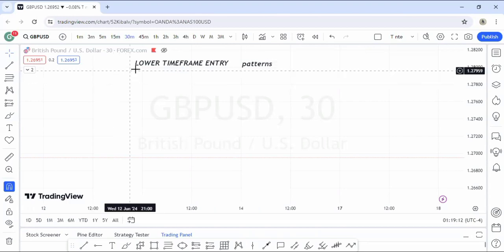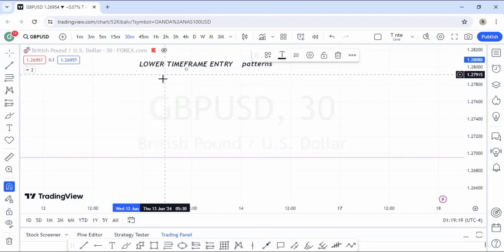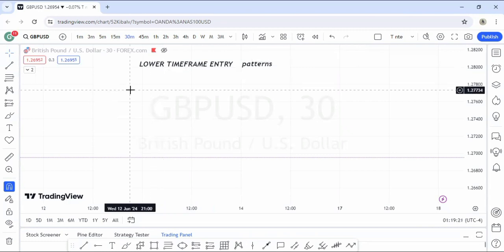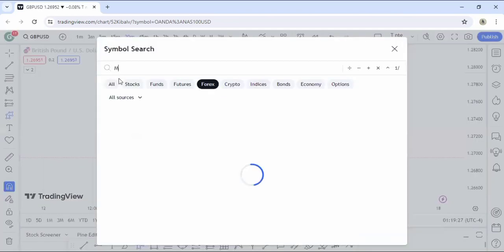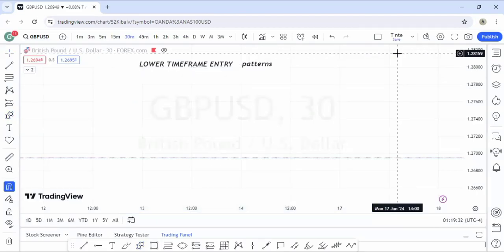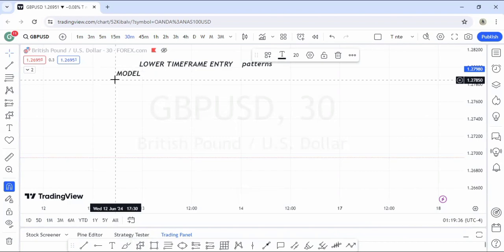Now, lower time frame entry is very direct, something that is not too difficult to look for. For instance, we have model A, which is the BOS without inducement, right? Sorry, this is model A now. Model A.